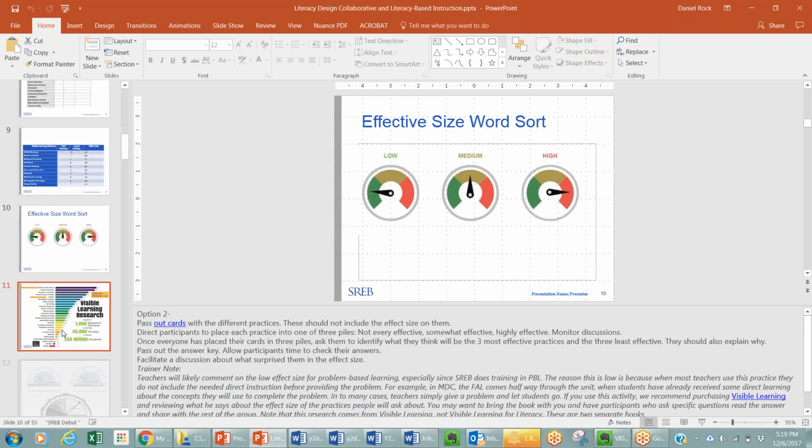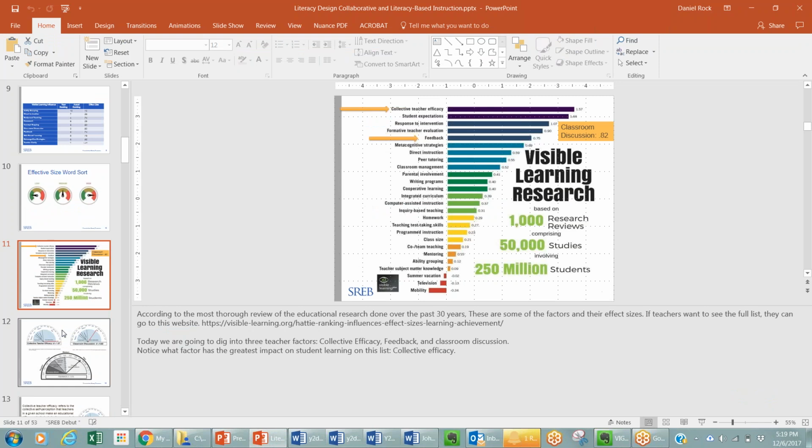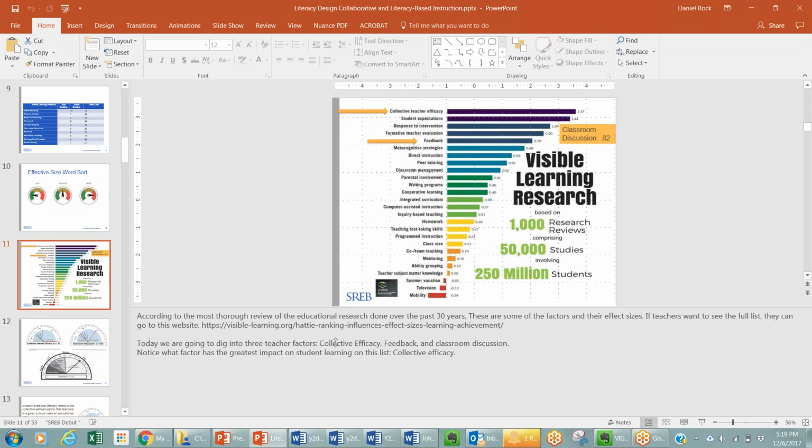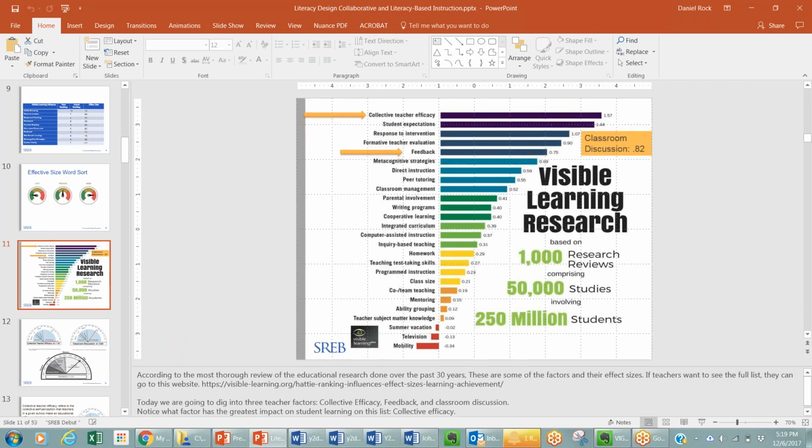Okay, so why did we do all of this? We did it because these three elements that we're going to talk about today, collective teacher efficacy, feedback, and classroom discussion, are all at the top level. Now, unfortunately, this beautiful chart doesn't have classroom discussion, but they are all top.